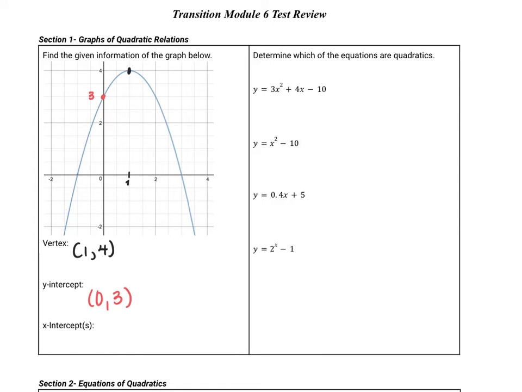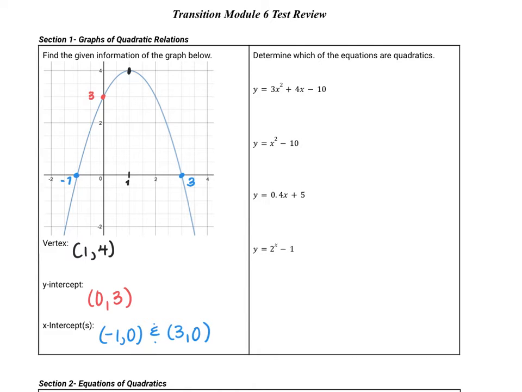And lastly, the x-intercepts, where our graph crosses the x-axis. There are typically two, and our two x-intercepts are at -1, 0, and at 3, 0. And x-intercepts are written with the number first and then 0 second.